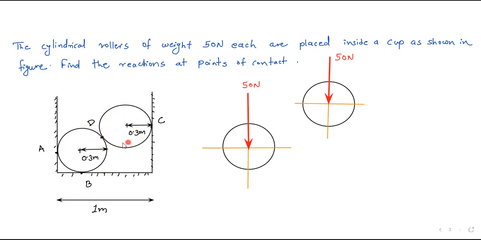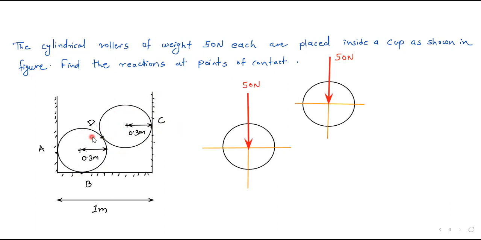Similar thing is for the second sphere also. This first sphere will exert some pressure on this second sphere. If you consider this second sphere, there will be only two contact points, point C and point D. At point C, the surface is vertical, so you will get a horizontal reaction. At point D, you will get exactly the opposite reaction on sphere 2 as it is acting on sphere 1.